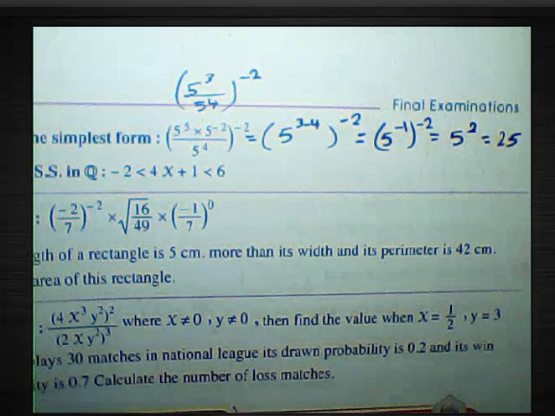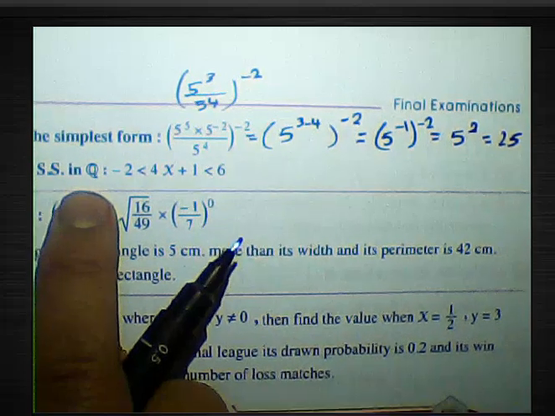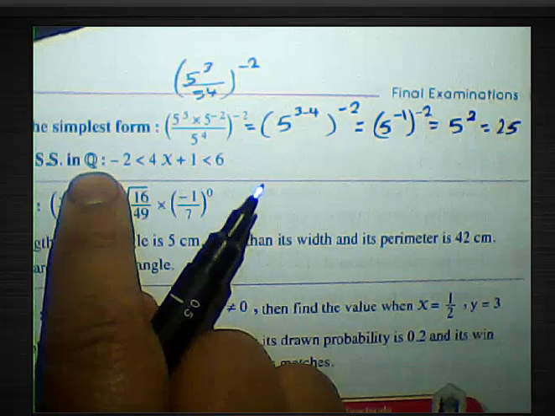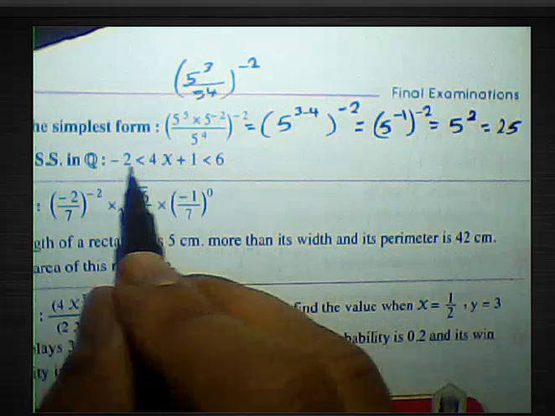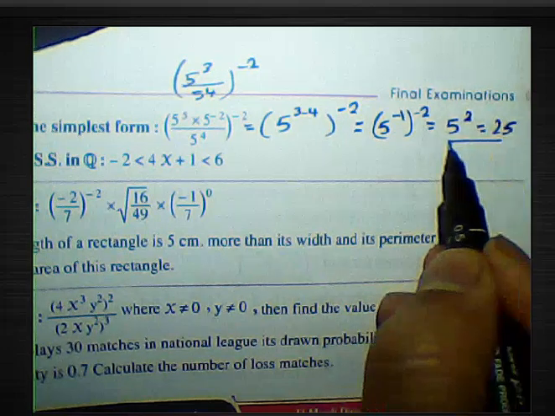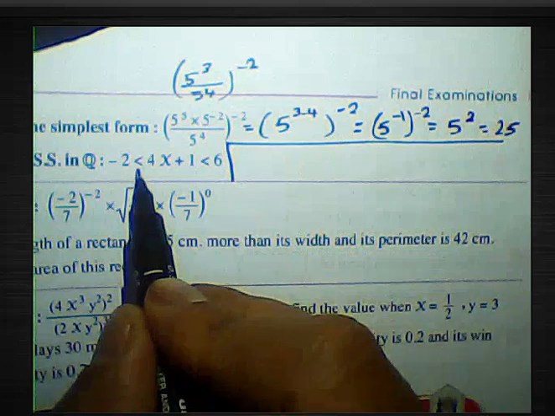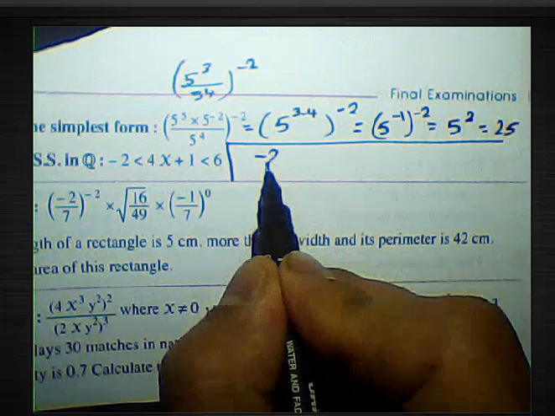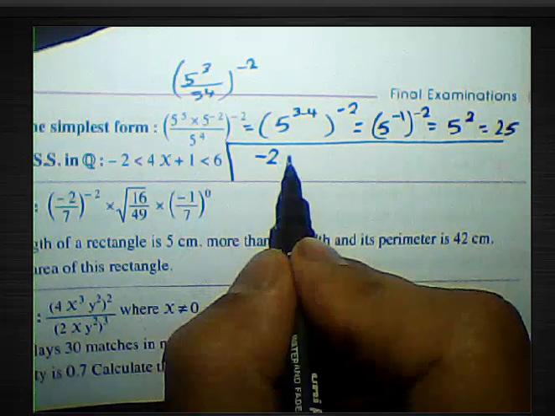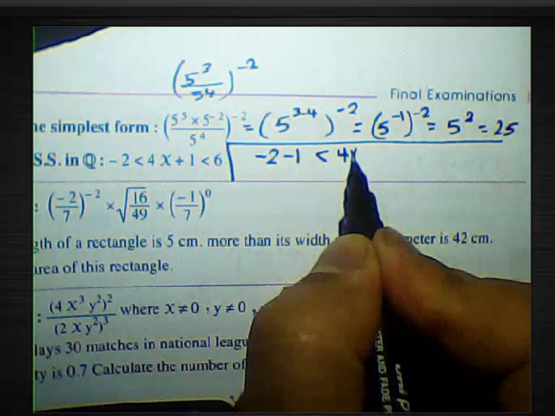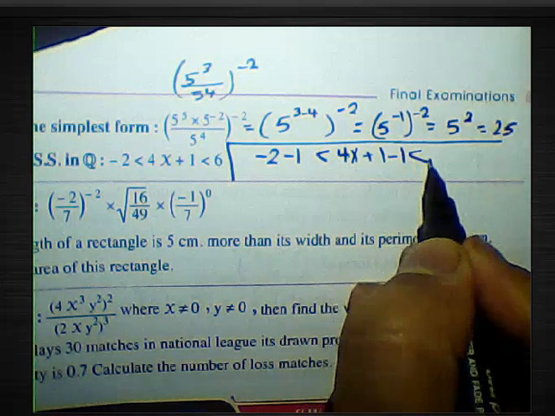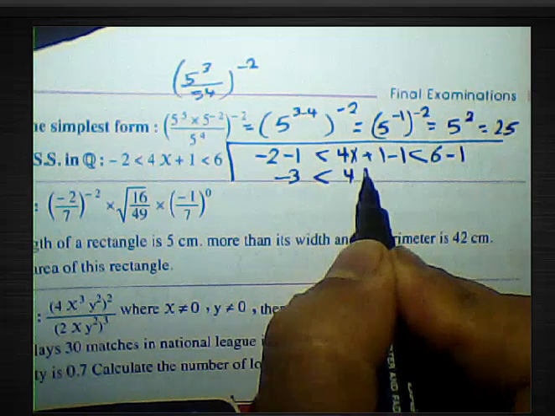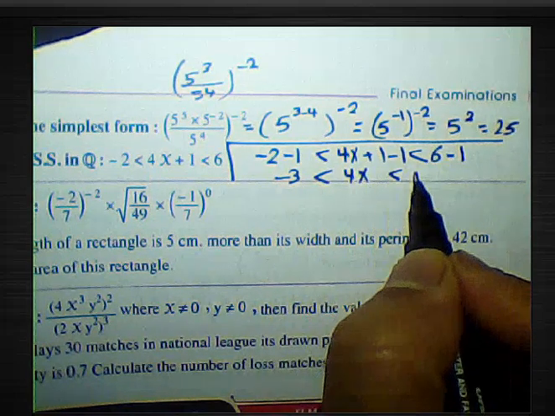Find the solution set in Q. Q refers to the rational numbers, and here is an inequality. To find the result of this inequality, we must add -1 to all sides. To cancel 1, you must add -1 to all sides. The result will be -3 less than 4x less than 5.